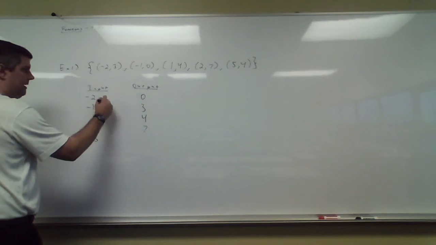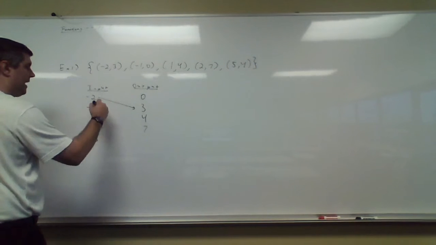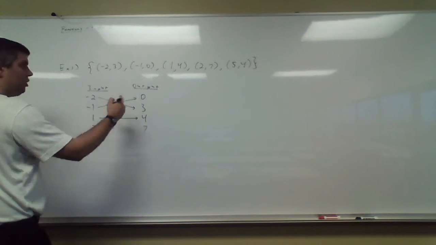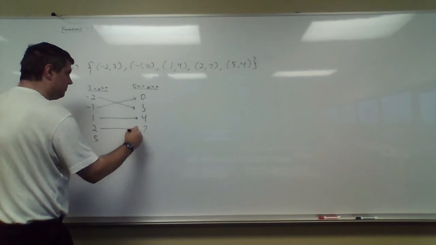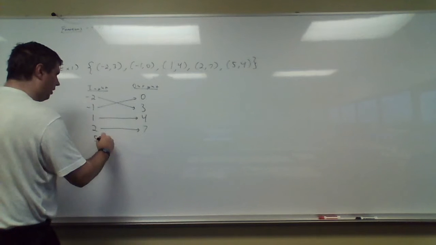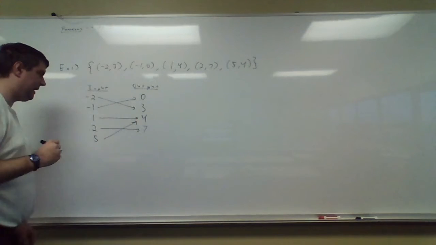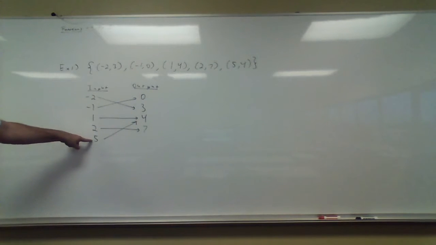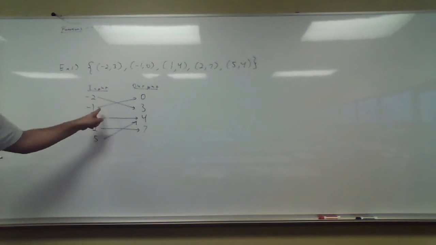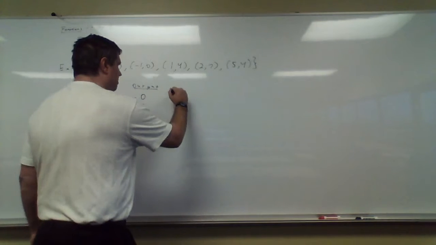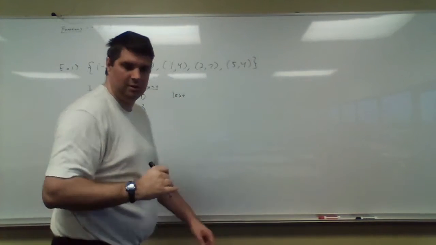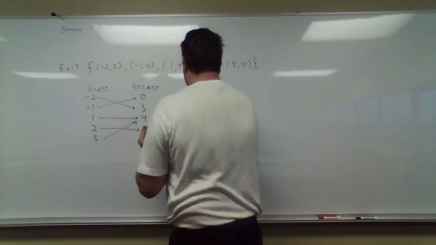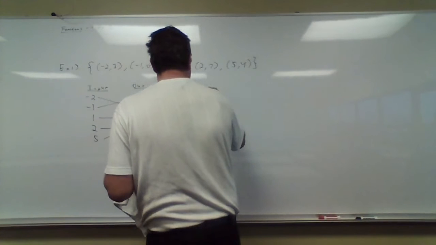Now, -2 is matched with 3. -1 is matched with 0. 1 is matched to 4. 2 is matched to 7. And 5 is matched to 4. Each one of these input variables has only one output. Okay? Only one arrow coming from it. So this is a function.